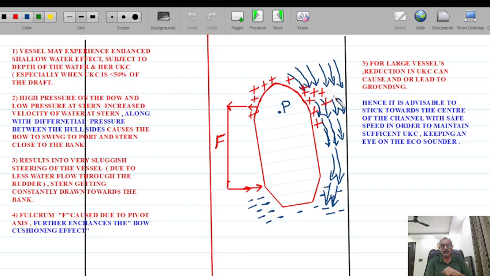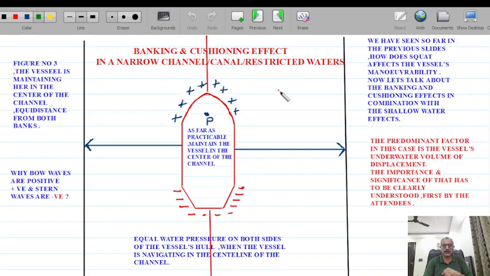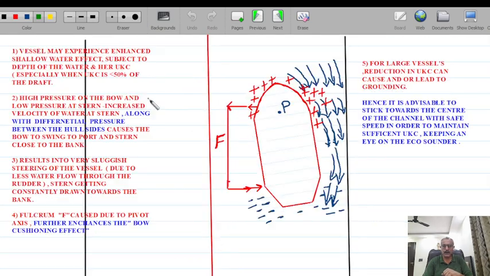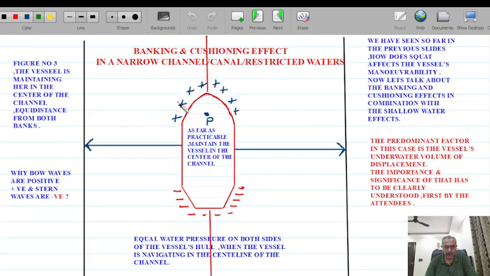Now what is happening here? The water is passing here. Initially, when we see here, the water was passing clearly on both the sides. But here, what is happening? Initially the pressure was high, but here the pressure reduces and the velocity of water increases. So, high pressure on the bow and low pressure on the stern, with increased velocity of water at the stern, along with the differential pressure between the hull sides, causes the bow to swing more to port and the stern more to the starboard.